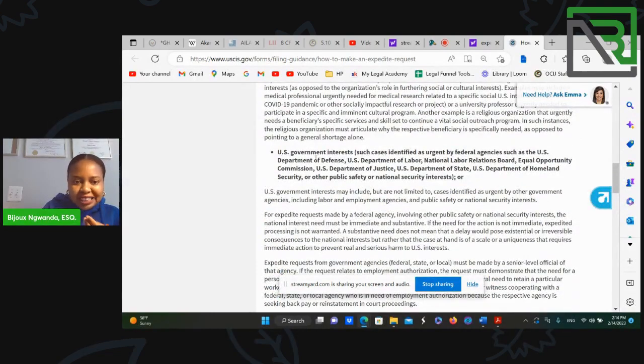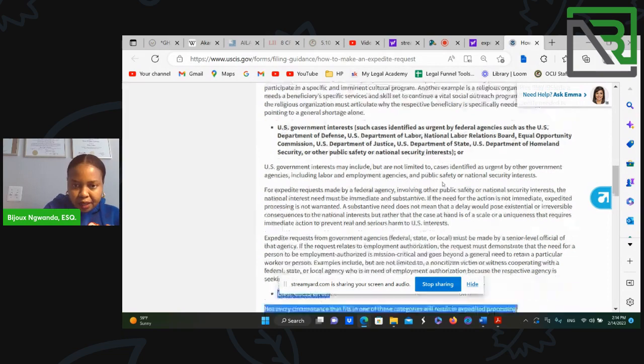Then we have the U.S. government interests, such as those identified as urgent by federal agencies such as the U.S. Department of Defense, U.S. Department of Labor, National Labor Relations Board, Equal Opportunity Commissions, U.S. Department of Justice, U.S. Department of State, U.S. Department of Homeland Security, and other public safety.